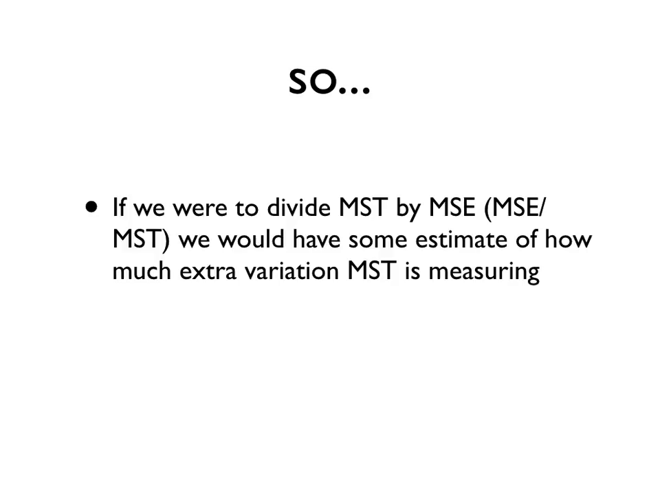So if we divide mean squared treatment by mean squared error, which I then wrote incorrectly, so mean squared treatment divided by mean squared error, flip that around, we should have some estimate of how much extra variance mean squared treatment is measuring. Right?